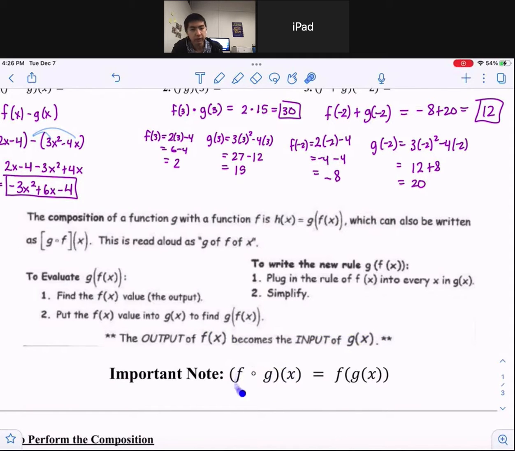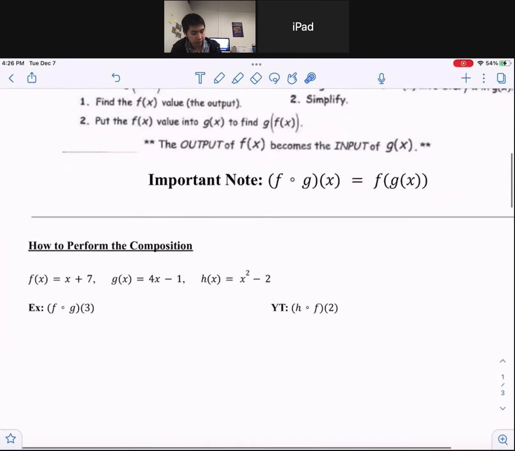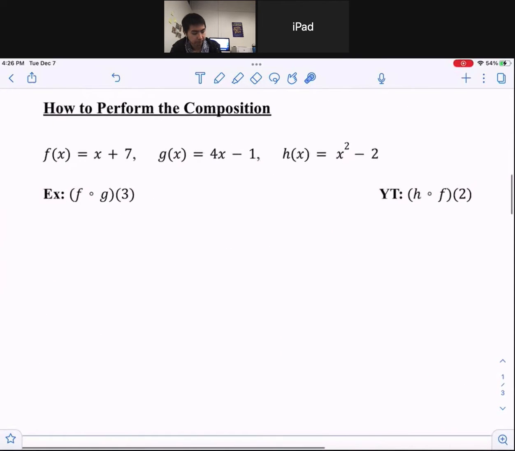So this notation is important, knowing that this is this. This is not a multiplication symbol. This says f of g of x, which is described as that. So let's do some examples, okay? Rewrite this as f of g of 3.